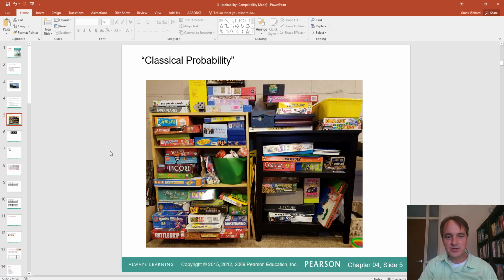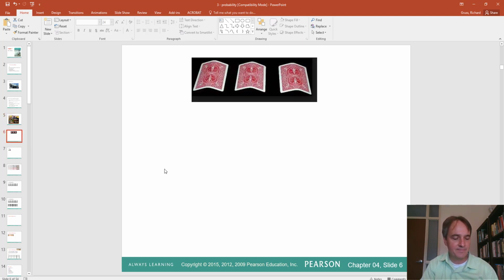Okay, so this is a picture of the Gruss family game setup. And I picked some random pieces out of these games to talk about probability and calculating probabilities. Okay, so let's take a look at a simple example that I think you'll be able to answer right away without having any kind of background whatsoever. So let's say I were to put 3 cards from a regular 52 card playing deck down on the table face down.